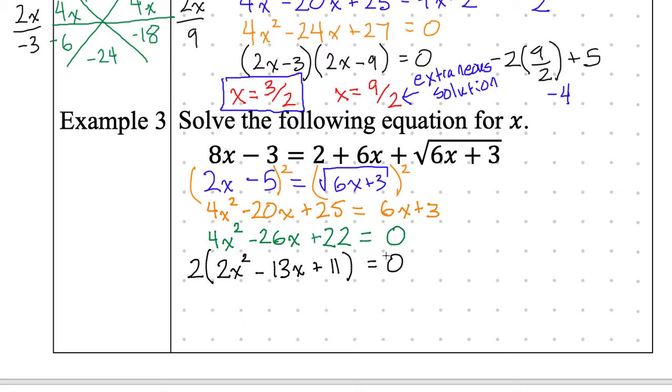Perfect. So again, we need to do an advanced ninja star on this one. Can someone help me set it up? How do I set up the advanced ninja star on 2x squared minus 13x plus 11? We'll leave that 2 out front. We don't have to worry about him. Advanced ninja star.